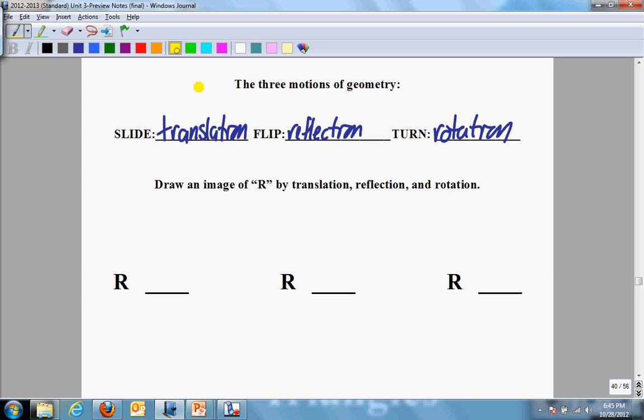Say it out loud again. Translation, reflection, rotation. I'd like you to take a moment and draw a translation of R, please. Draw a reflection of R, please, and then draw a rotation of R. You do that yourself. I'll wait about a minute.